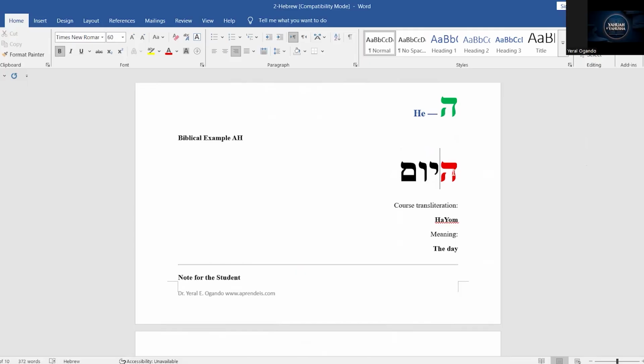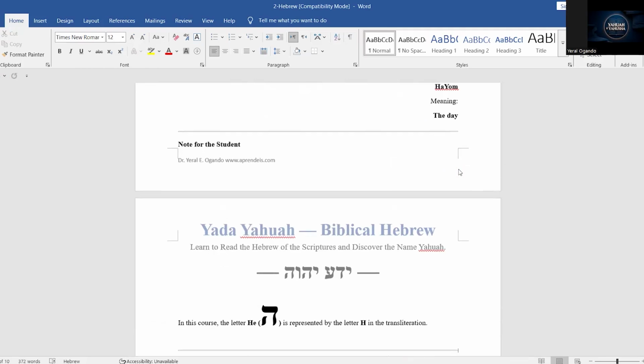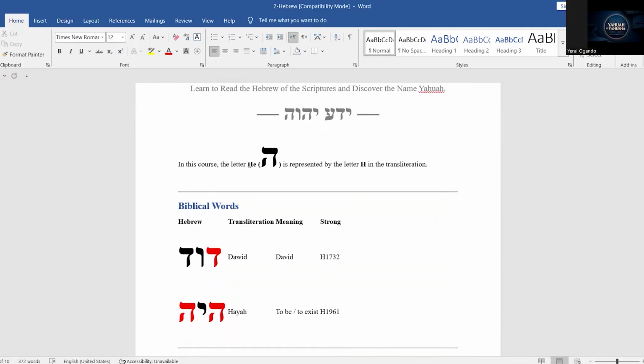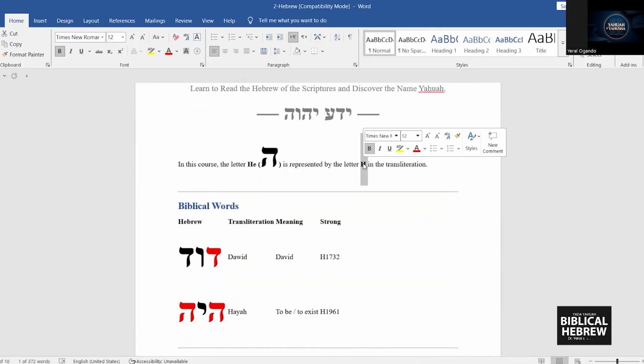That's why it is the day. What you're seeing here is Ha, which is a soft sound; the Yad, which is the E sound; the Wow, which is the U or O sound; and the Mem suffix, which is the M sound. This is hayom, the day. Remember, it is represented by an H in the transliteration system of Yada Yahuah, and it is only pronounced at the beginning and in the middle of the word. At the end of the word, the H is not pronounced.